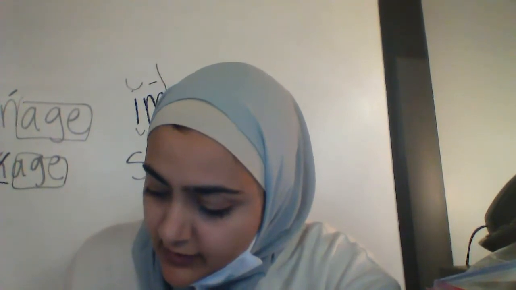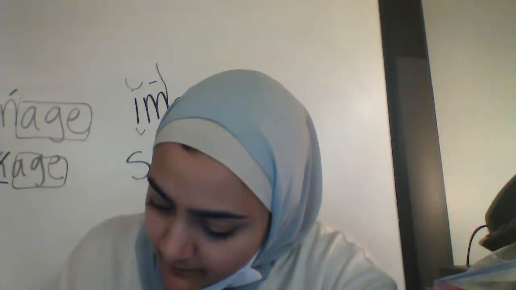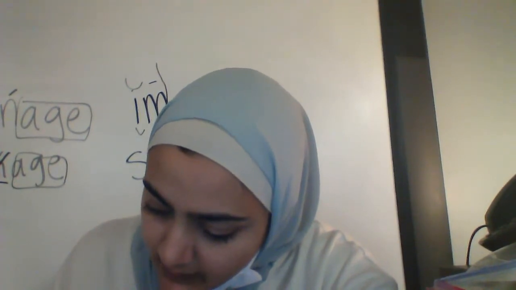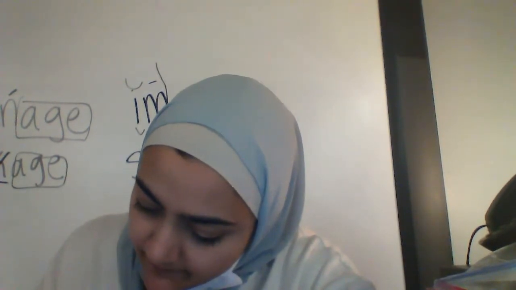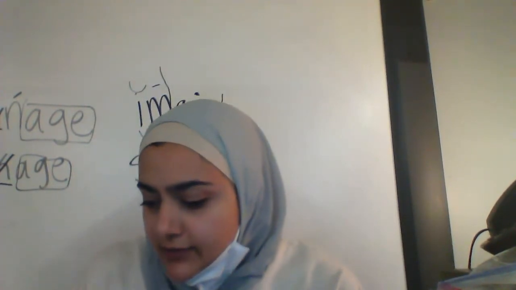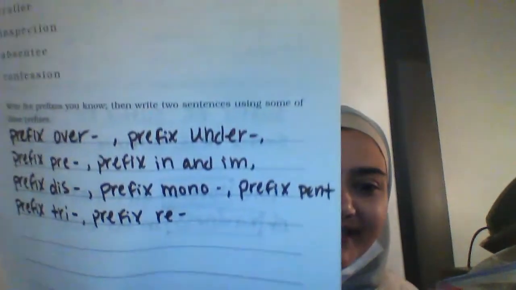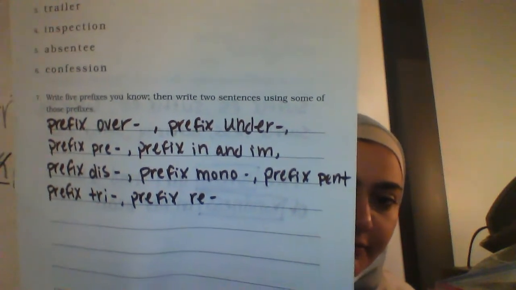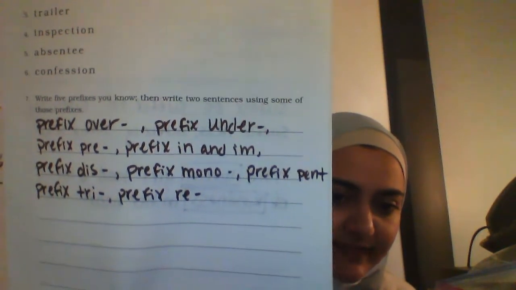Prefix pent. What does pent mean? Five. Pent. What's the other one, Dominic? Prefix tri. And we'll do one more. Yes? Good. Prefix re. So I wrote way more than five. I wrote 1, 2, 3, 4, 5, 6, 7, 8, 9, 10. So these are those prefixes. We said prefix over, prefix under, prefix pre, prefix in and im, prefix dis, prefix mono, prefix pent, prefix tri, prefix re, prefix by, if you would want to write that too.